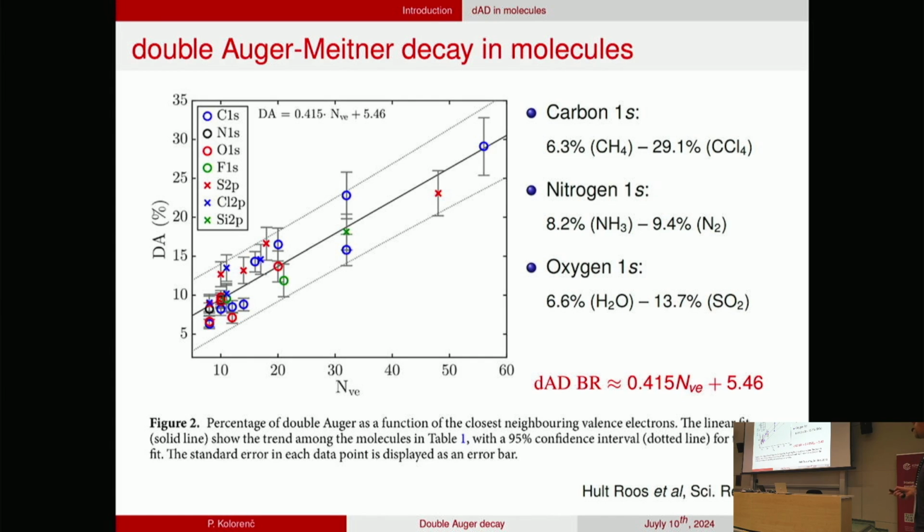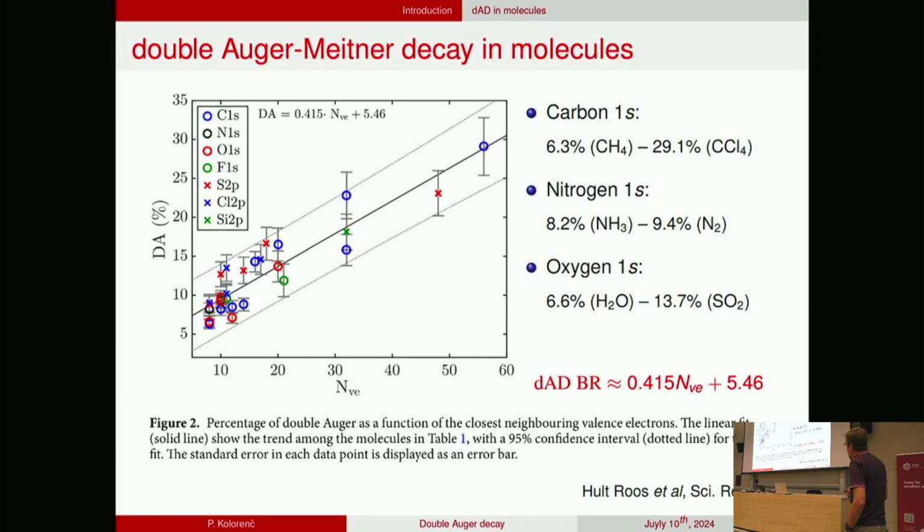who measured double Auger branching ratios in a very large sample of molecules, and what they found is this very interesting picture where points of different color actually correspond to the same core hole in different molecules. So for example, the blue is all carbon 1s hole, but in different molecules. And you can see that the double Auger branching ratio goes from about 6% in methane to nearly 30% if you replace all hydrogens by chlorines.